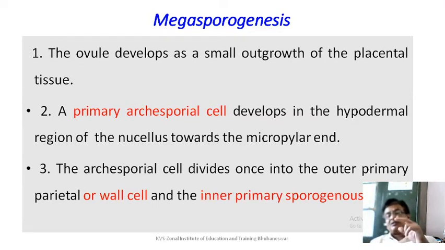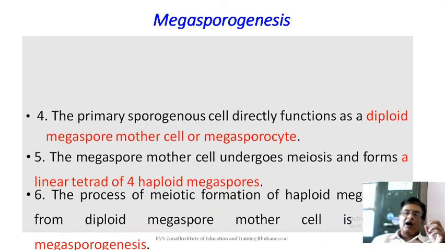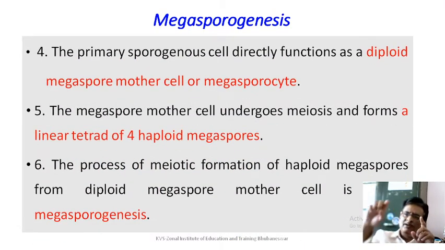Slowly, this undergoes a division, mitosis, and 2 cells are formed. It is the outer primary cell wall and inner primary sporogenous cell. And then what happens? The outer primary cell wall slowly divides and redivides to form a cover of the embryo sac. And inside it only one cell is there. That is what you call the diploid megaspore mother cell or megasporocyte.